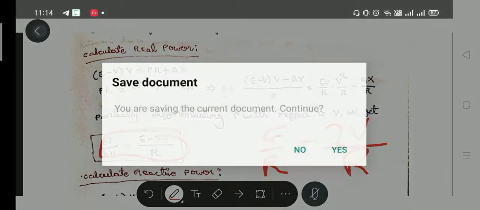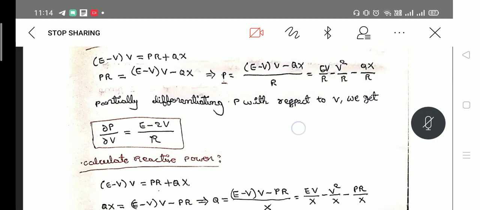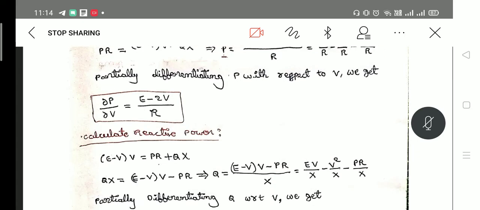In the same way, we can calculate the reactive power also. Same, I am taking only the real term, and from this we can calculate the reactive power also.